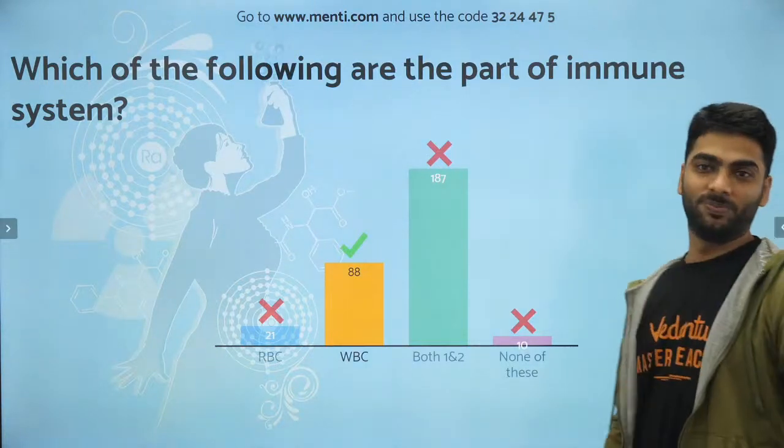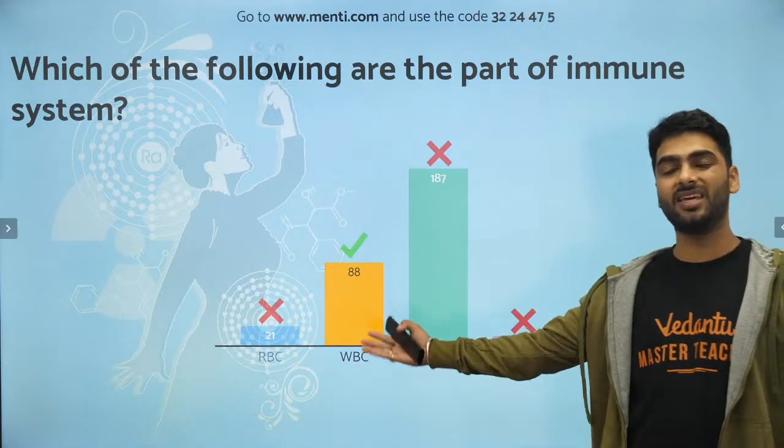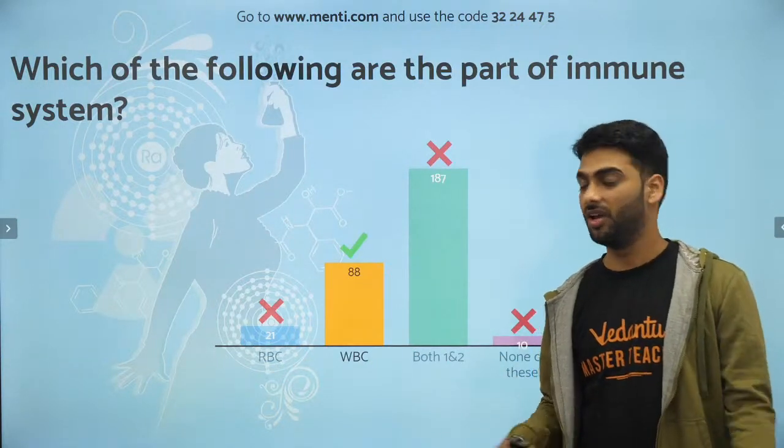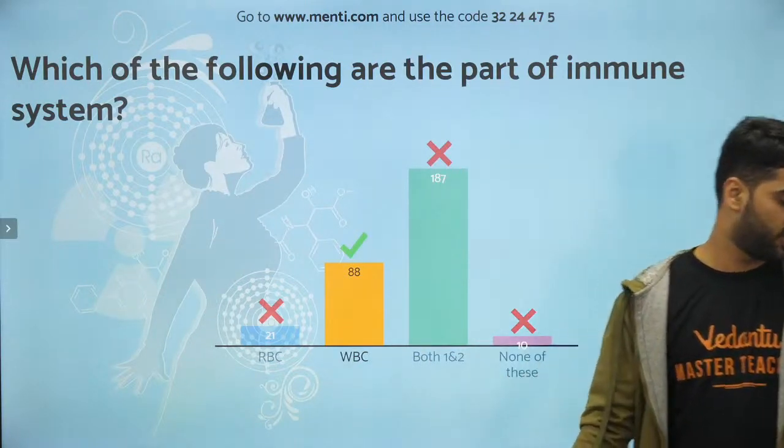Okay guys, I told you soldiers of the body. RBC is for carrying oxygen. WBC is for immunity. They will fight diseases. They are the soldiers of the body.